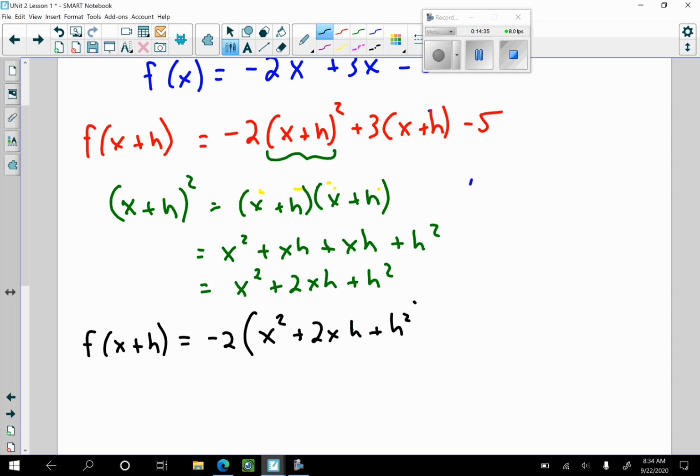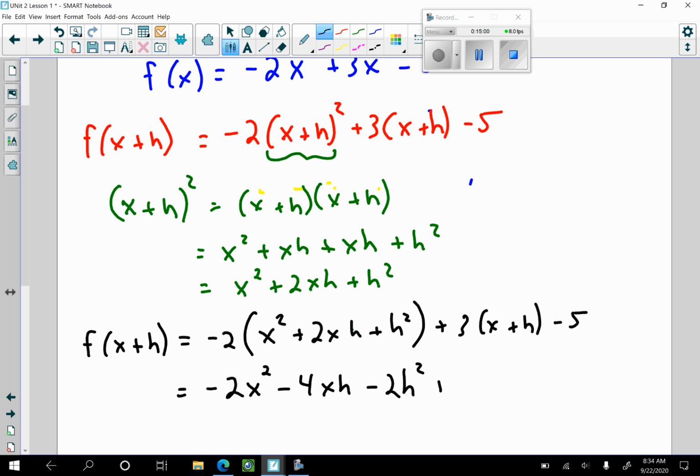I think I went through this example quick yesterday. Plus 3 times x plus h minus 5. Now I'm just going to distribute the negative 2. This is going to be negative 2x squared minus 4xh minus 2h squared plus 3x plus 3h minus 5.